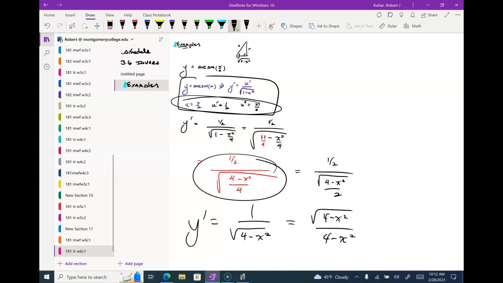How did you go from the square root of 4 minus x squared divided by 4 to the square root of 4 minus x squared? This guy? No, above that, the 2 above it. Yeah, so this square root, see that 4 is inside the radical? So when I take it out of the radical, Oh, yes. Okay. Yep.